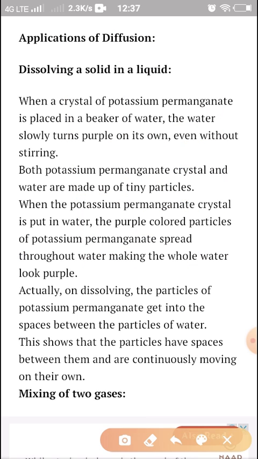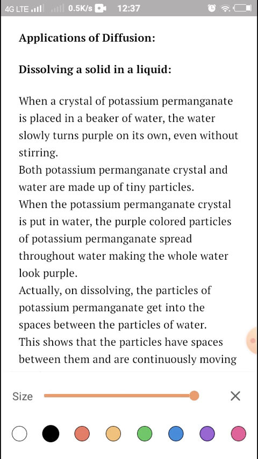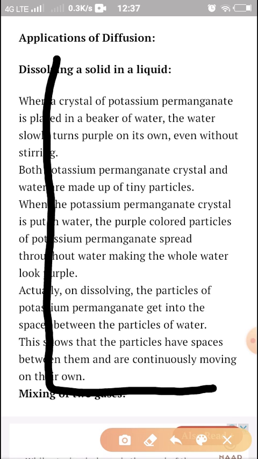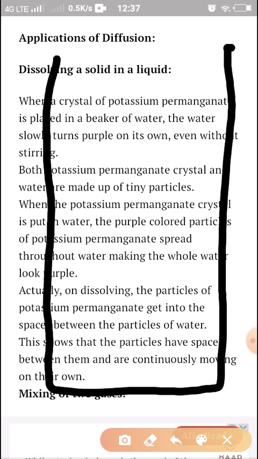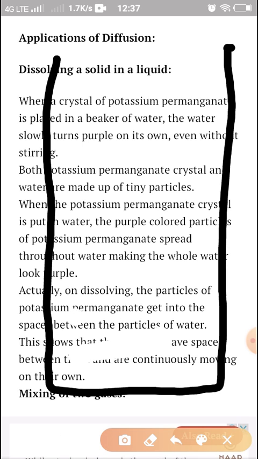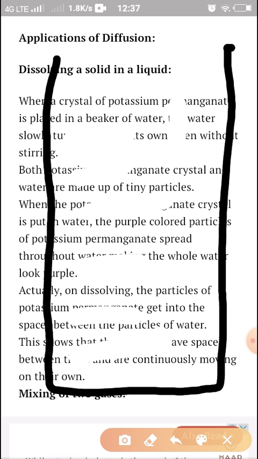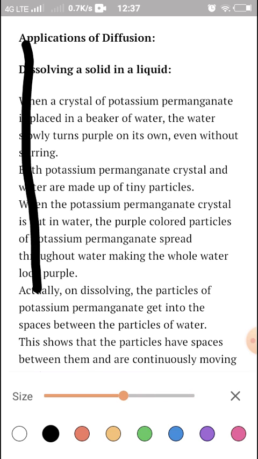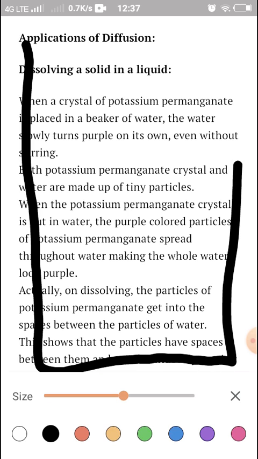Now if you still didn't get it, I'll explain once more. Suppose we have a beaker. My drawing is not very good. Yeah, it is good, but not like. It is filled with water. Suppose we have a beaker here. Sorry for disturbing much time.